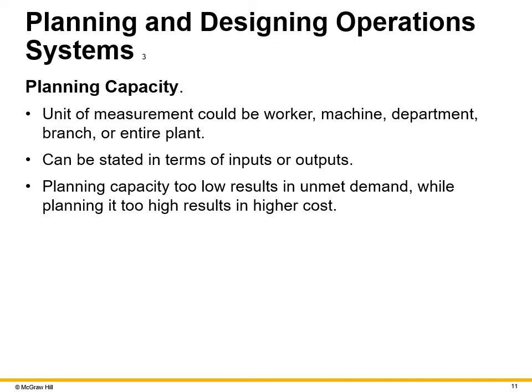Capacity refers to the maximum load that an organizational unit can carry or operate. The unit of measurement may be a worker, a machine, a department, a branch, or even an entire plant. Maximum capacity can be stated in terms of inputs or outputs provided. Efficiently planning the organization's capacity needs is an important process for the operations manager.